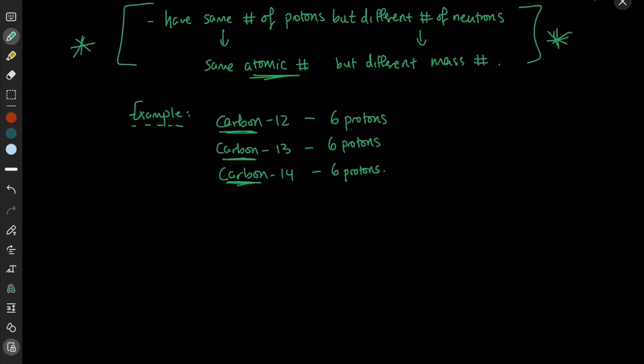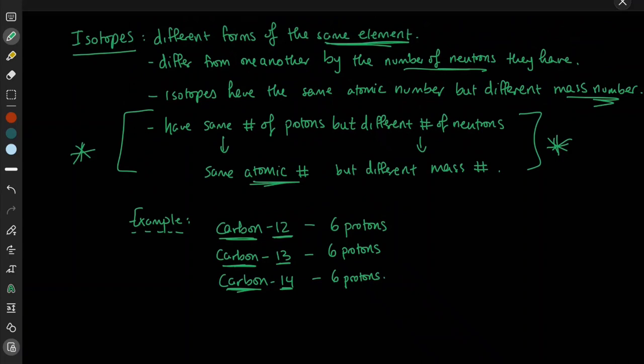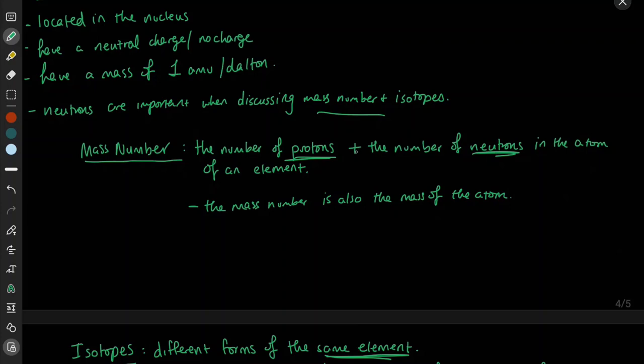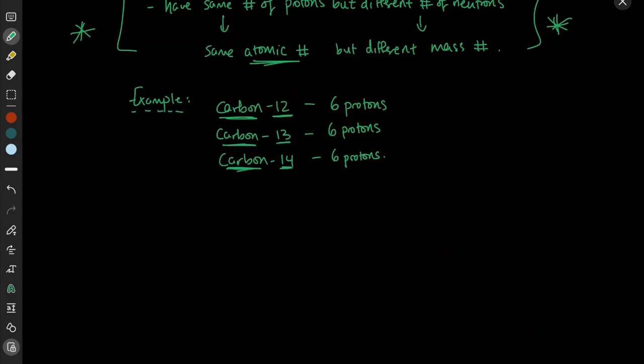These numbers here, 12, 13, and 14, represent the mass number, which is the number of protons plus the number of neutrons, right? So if we know the mass number, and we know the number of protons through the atomic number, we can calculate how many neutrons it has. So what number plus 6 equals 12? We have 6 neutrons here. We have 7 neutrons here. And we have 8 neutrons here.